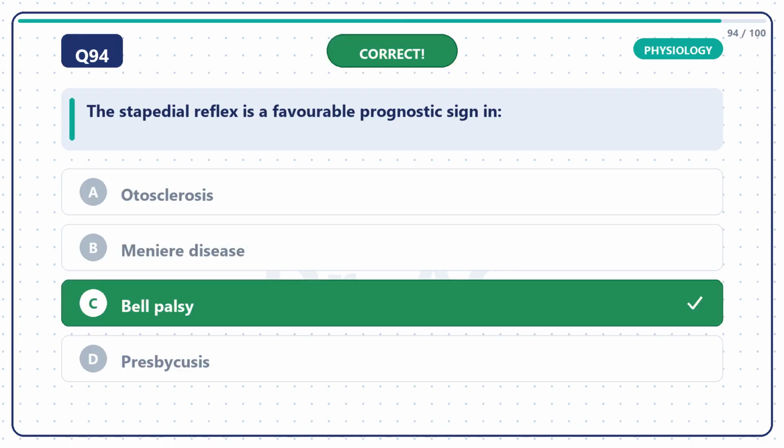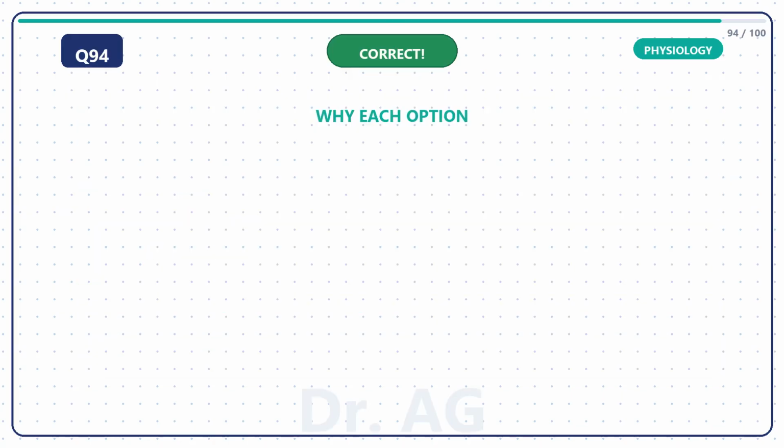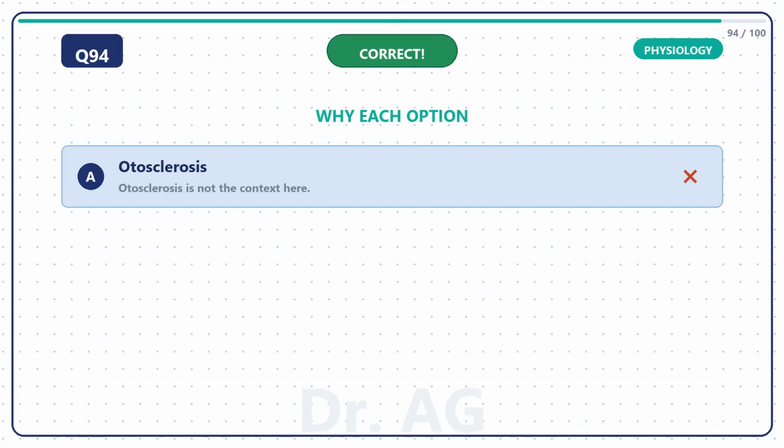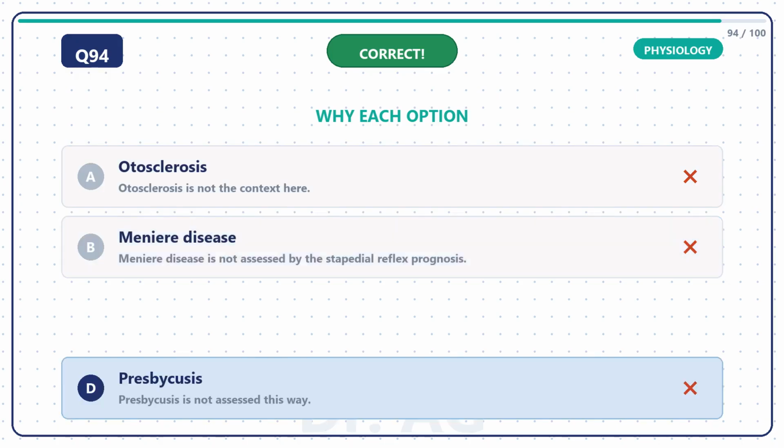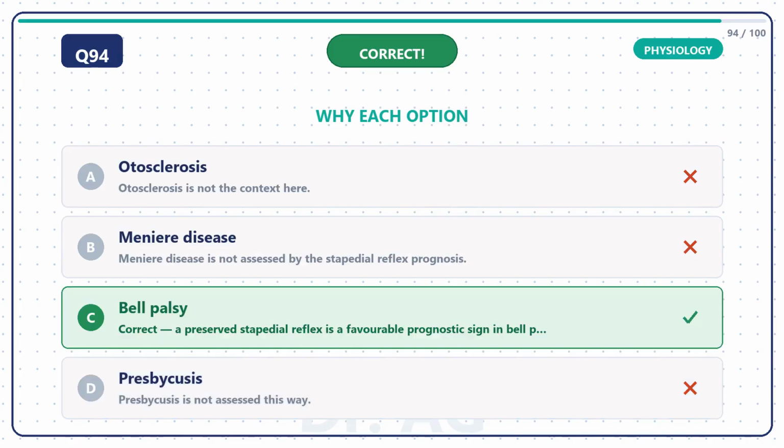The correct answer is option C. Bell palsy. Let's go through the options. Otosclerosis is not the context here. Meniere disease is not assessed by the stapedial reflex prognosis. Presbycusis is not assessed this way. And the correct answer is Bell palsy. Correct, a preserved stapedial reflex is a favorable prognostic sign in Bell palsy. So, the right answer is option C.